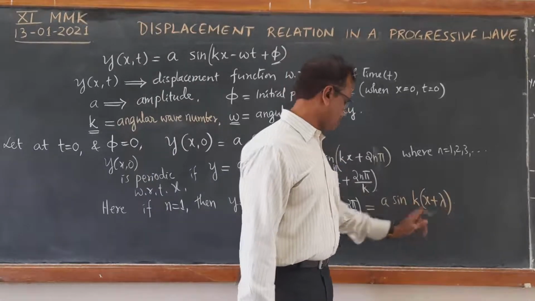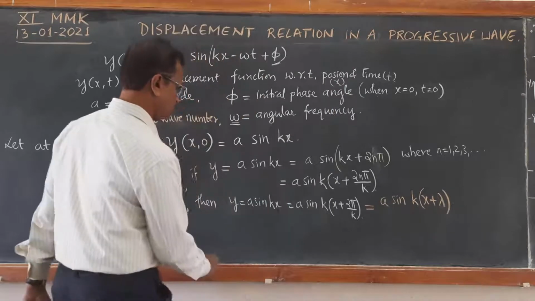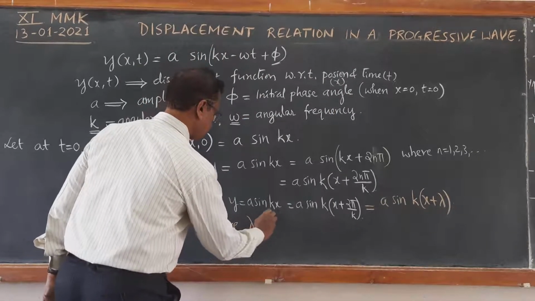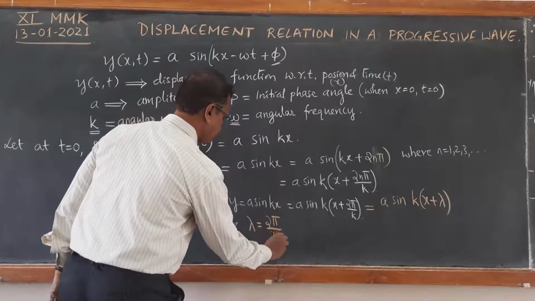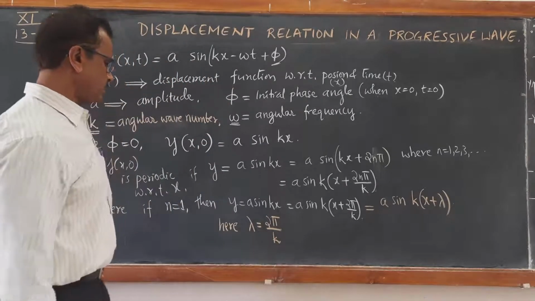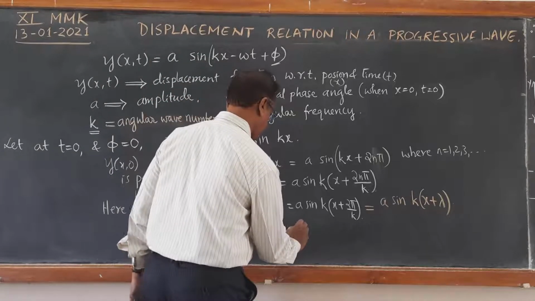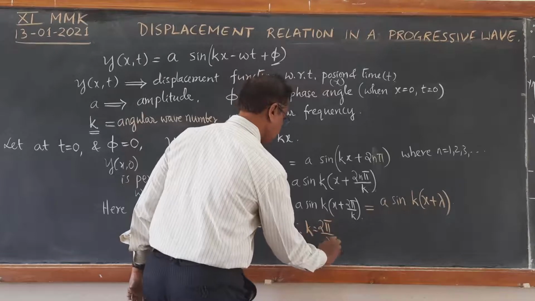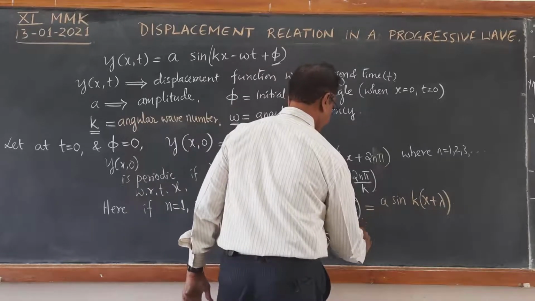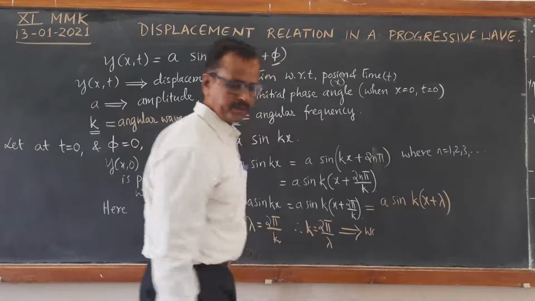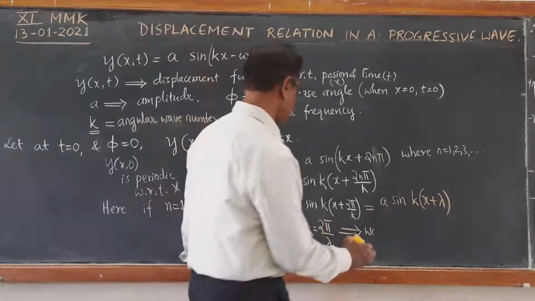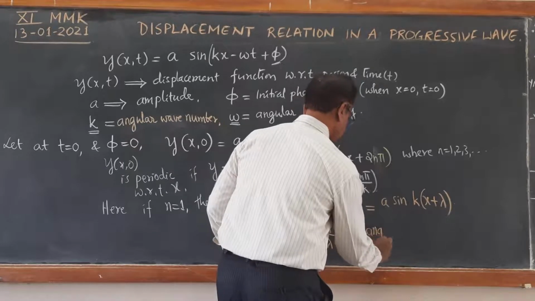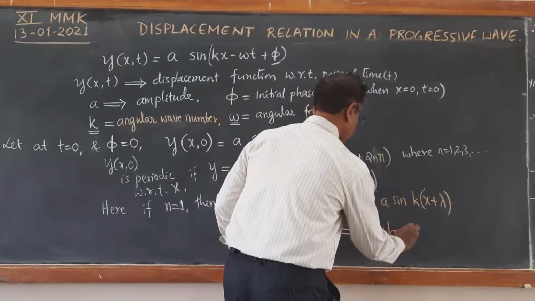So, lambda is called wavelength. Therefore, here lambda is equal to 2 pi by k, and thus k is equal to 2 pi by lambda, which is called the angular wave number.